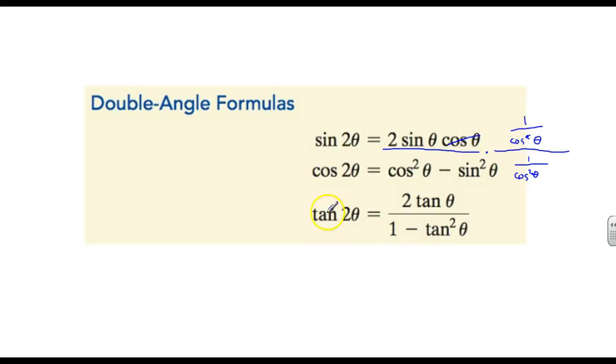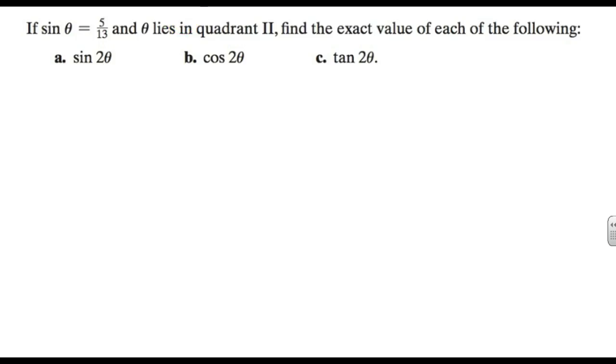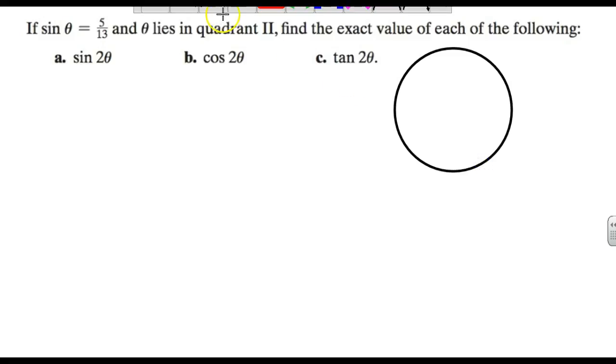So there's an equivalent expression for tangent 2 theta, just coming from simplifying the double angle formulas for sine and cosine. All right, so let's use it. Let's look at a picture. I'm going to look at the unit circle.